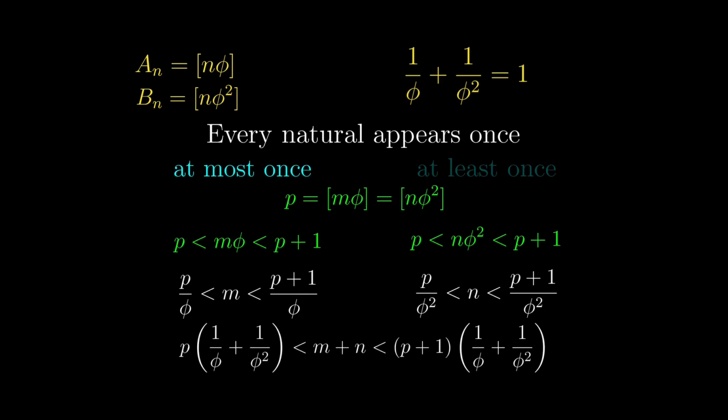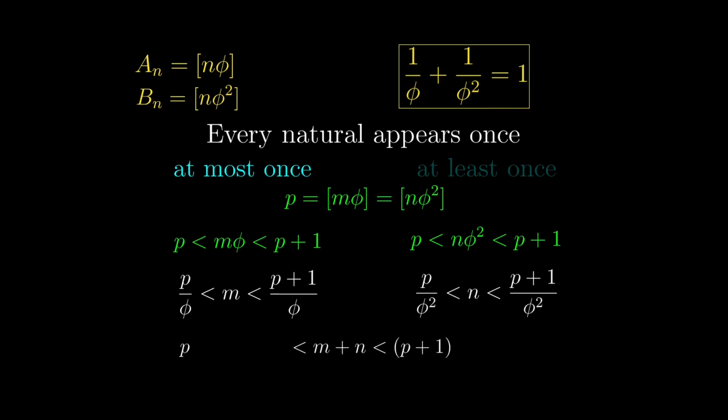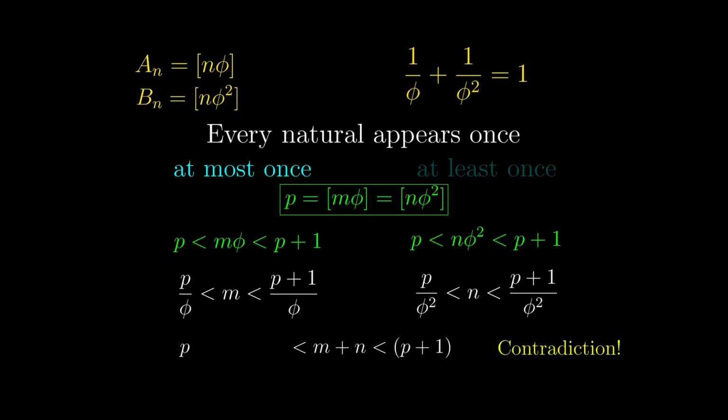But because of the rewritten quadratic equation, these brackets all sum up to 1. But then m plus n is an integer, so it cannot be between two consecutive integers p and p plus 1, which is a contradiction. This means the original assumption that p can appear twice in the winning table is not true.